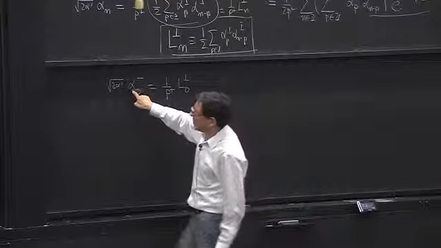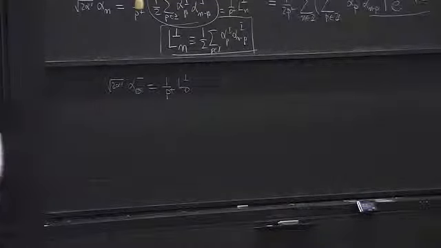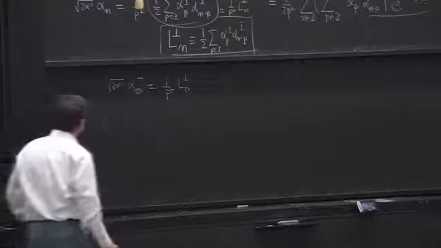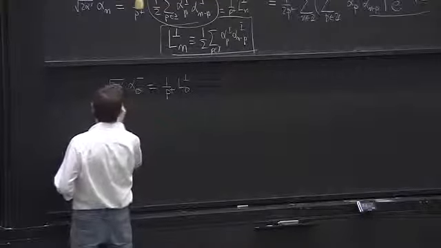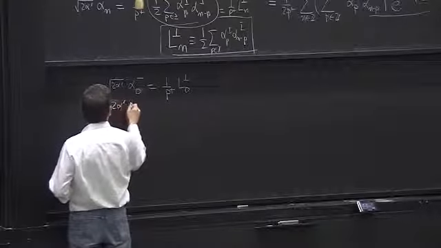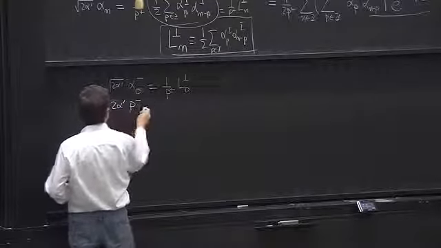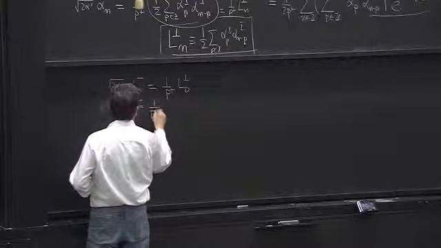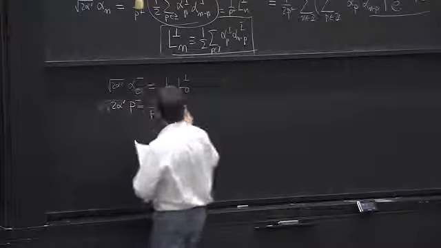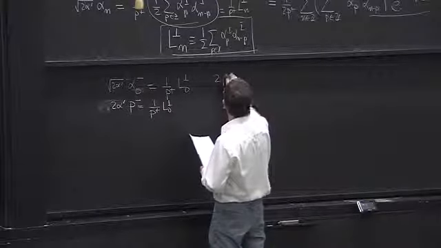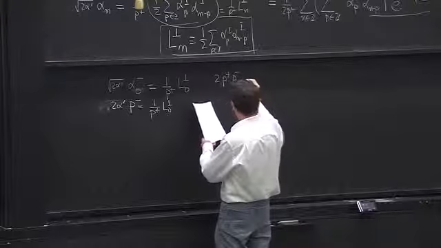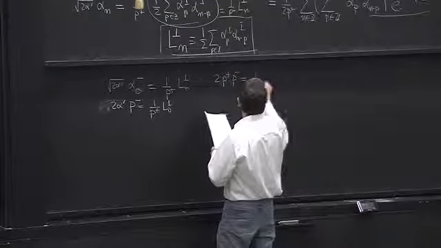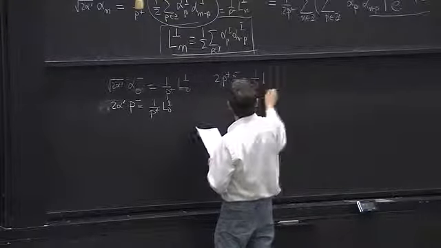Now, alpha_0^- is square root of 2 alpha prime p^-. So this is square root of 2 alpha prime p^-, is equal to 1 over p^+ L_0^perp. So 2p^+ p^- is 1 over alpha prime L_0^perp.